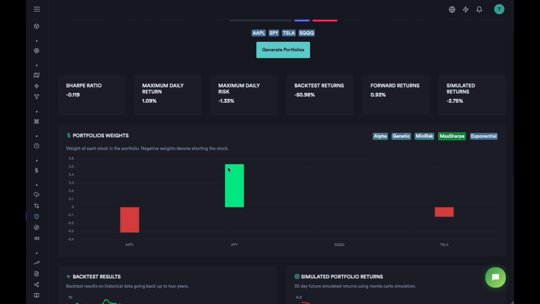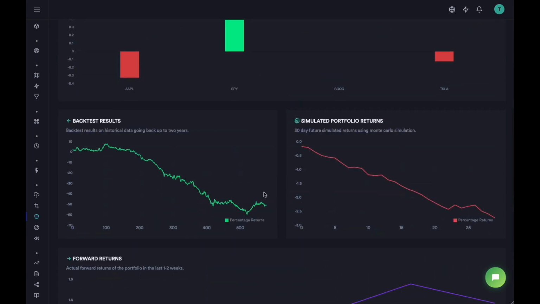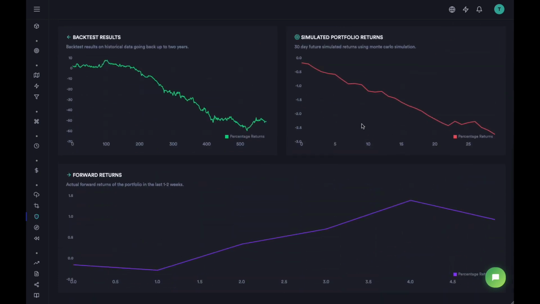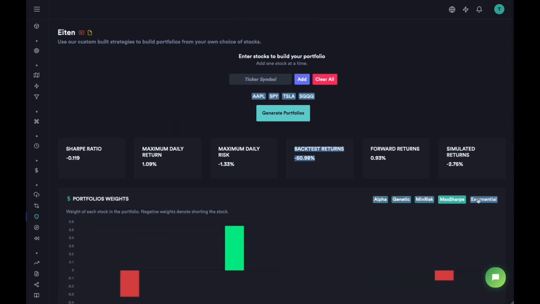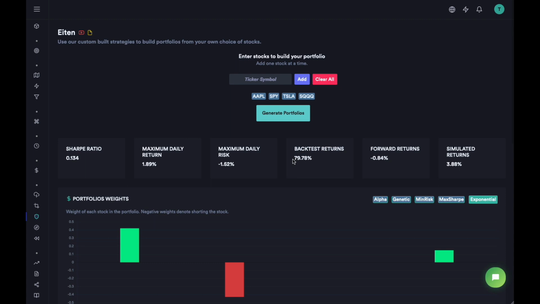Then we have the max Sharpe. This should actually improve these, but sometimes it doesn't because it doesn't find any combination, based on the algorithm, that finds a really good set of these things that are going to then give you profit. So you can see that simulated returns are negative, backtest returns are pretty bad as well for this one. So let's just skip that. And then we have exponential, which seemed okay as well.